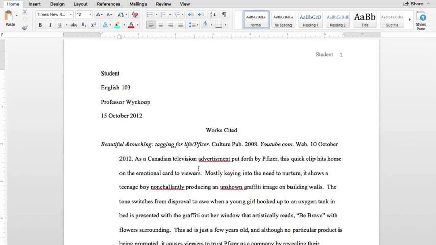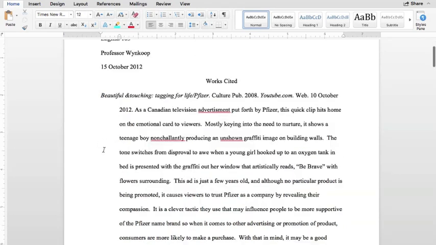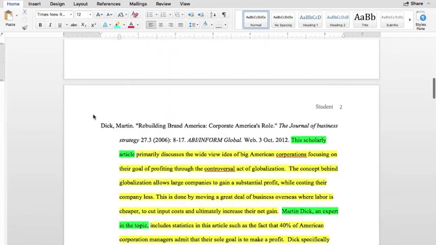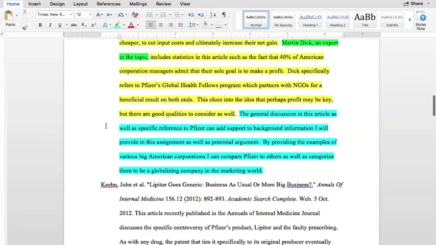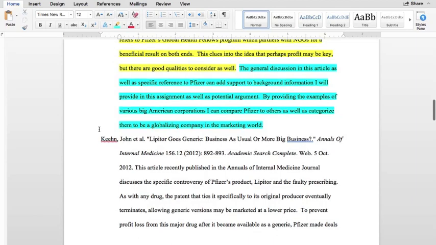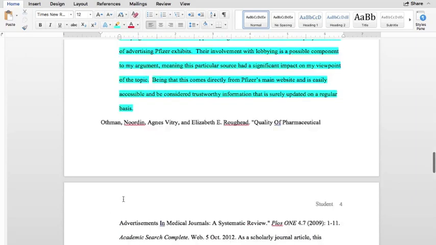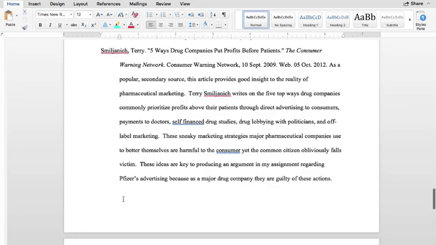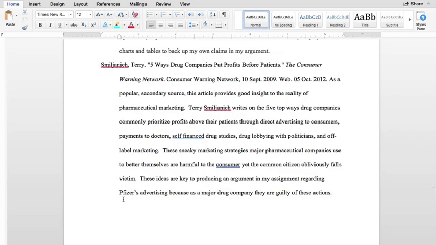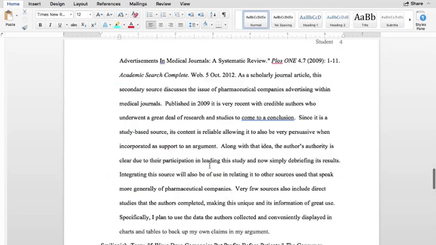The other thing formulaically here that you should notice is that your sources are listed in alphabetical format by the first letter of the source. So B for beautiful, that starts us off. The next source starts with D. The next source starts with K, L, O, and S. So alphabetical order is the way that you should list your sources.